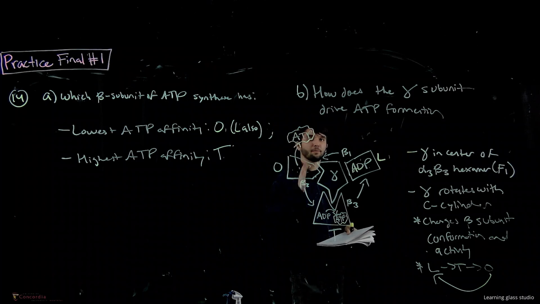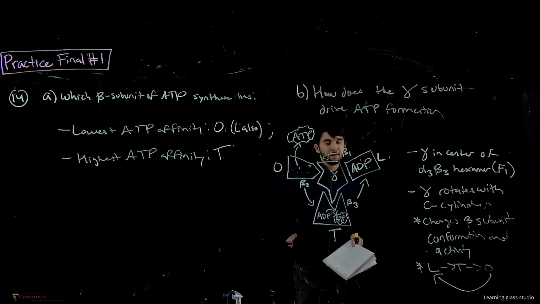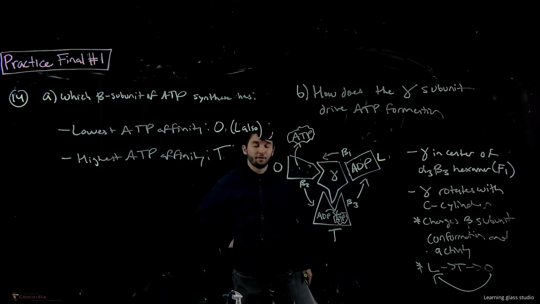Okay, and then the next part is asking how does the gamma subunit drive ATP formation? So the gamma subunit is in the center of the alpha 3 beta 3 hexamer, also called the F1 subunit, where the ATP is made. So the gamma subunit is going to rotate with the C cylinder in the counterclockwise direction.